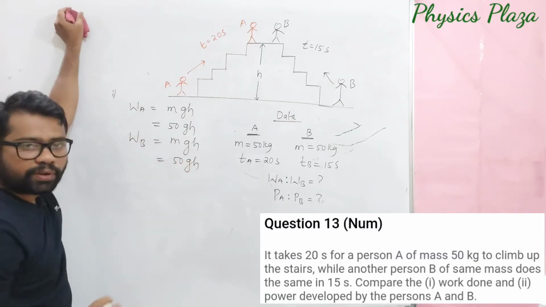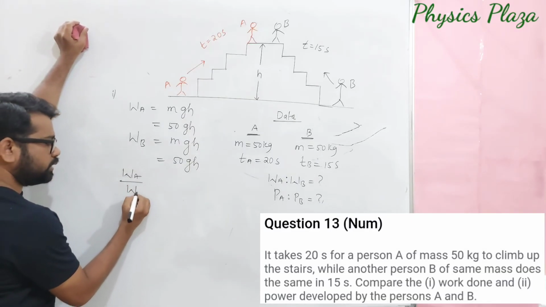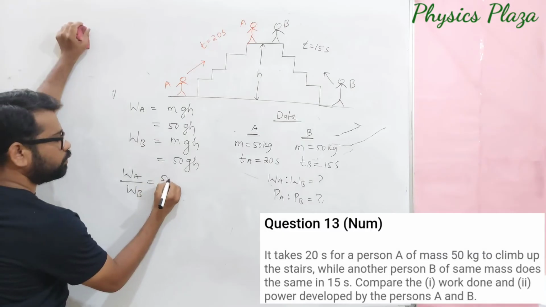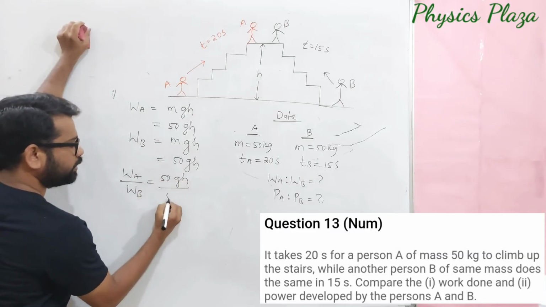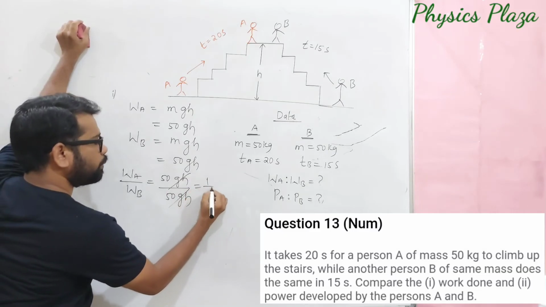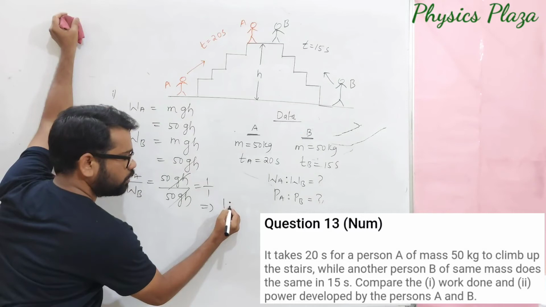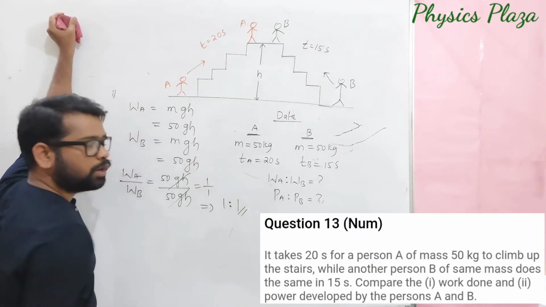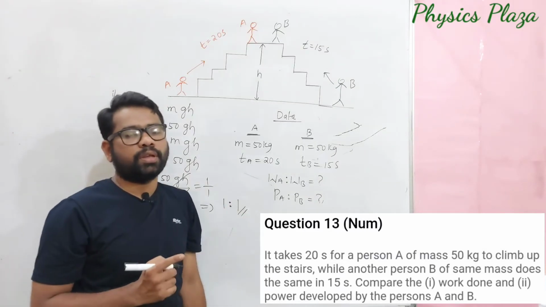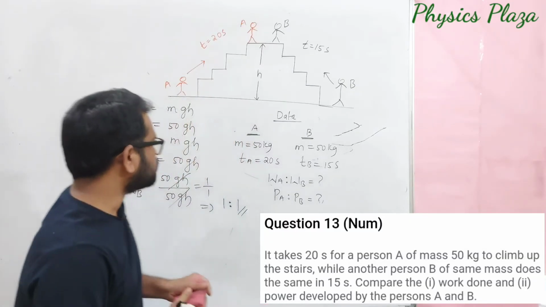So what is the ratio of work done, children? That is WA by WB, how much? It is 50 gh by 50 gh. So both get cancelled and it is 1 by 1. So the work done by both persons is in the ratio 1:1. Now we need to calculate the ratio of the power spent.